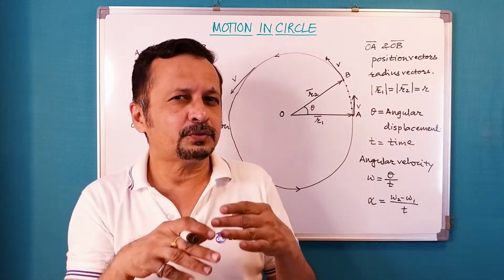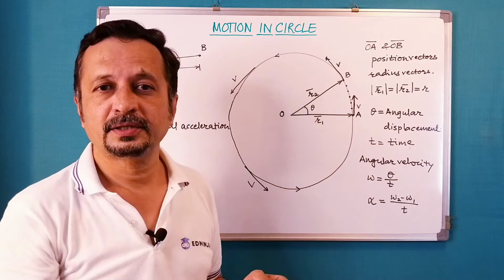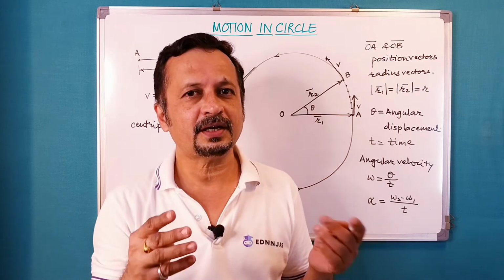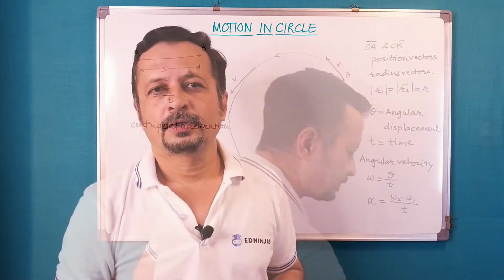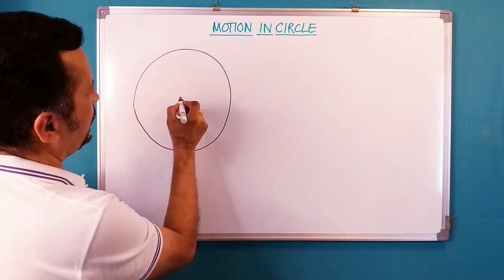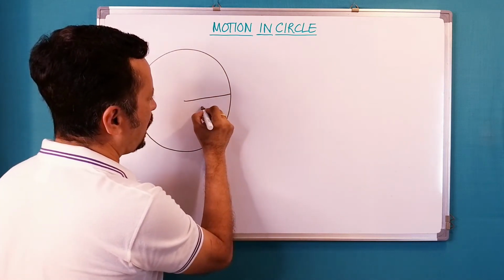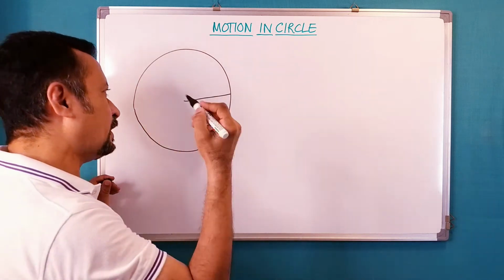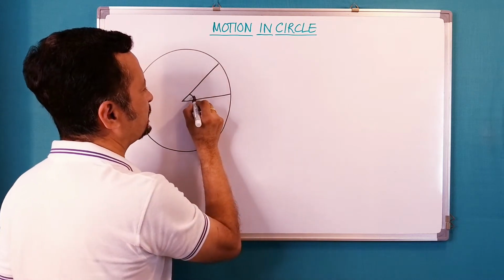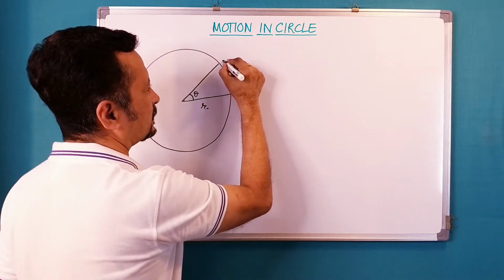Now let us try to figure out the relation between this angular velocity and linear velocity, angular speed, angular displacement and all that, right? Let us do that. All right, so first of all, let us have this circle, and this is the center of the circle, and this r is the radius. Now let us have the relation between this radius and this angle theta and the length of this arc s.